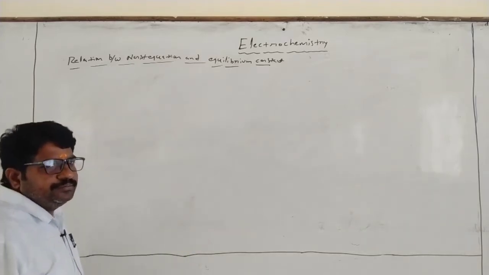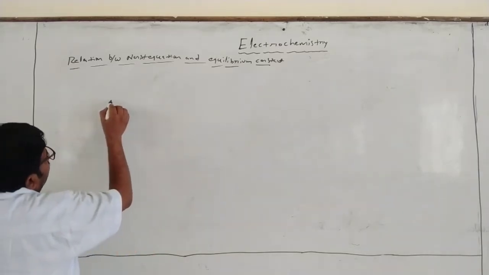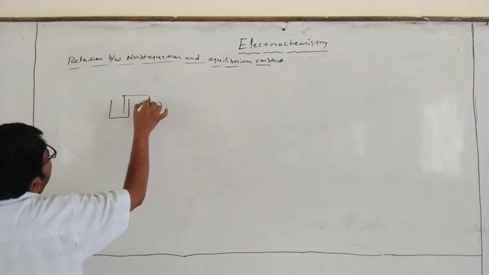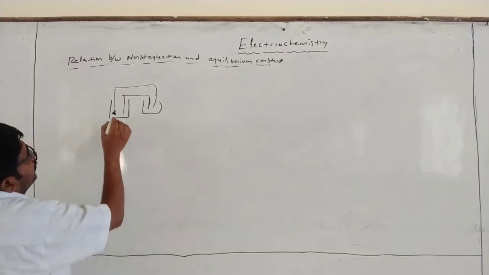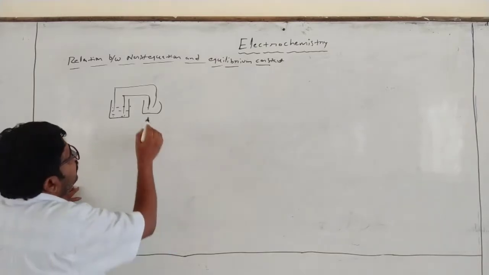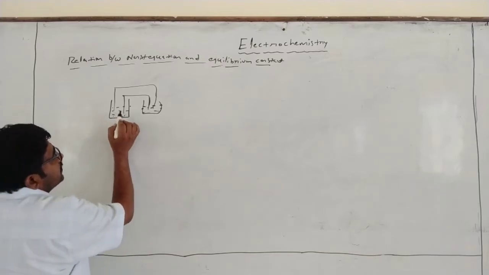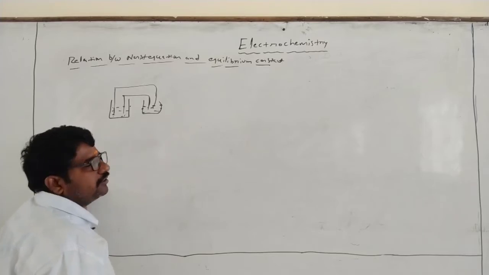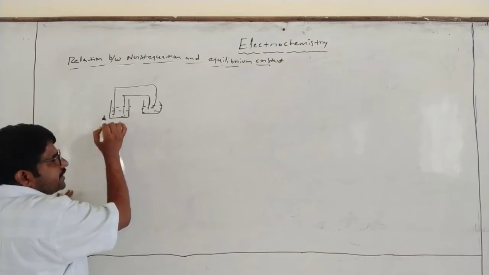If you consider a galvanic cell, here the concentration of the ions is more. What happens? These ions accumulate on the surface of the electrode. Now the electrons being released are fewer.